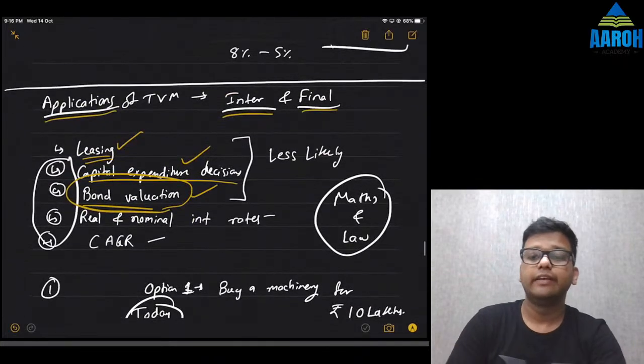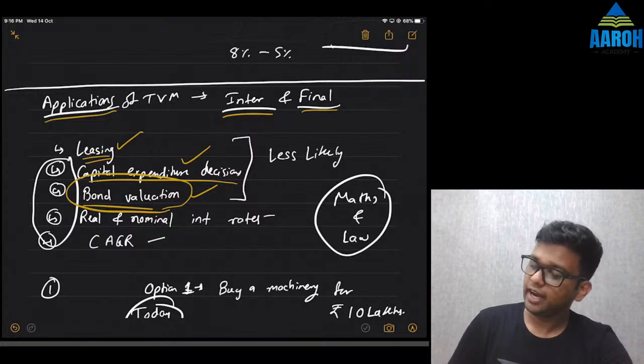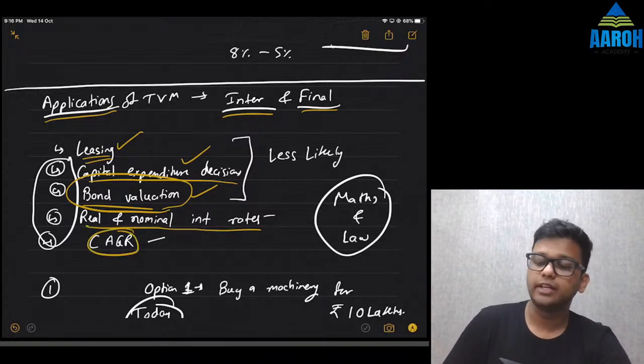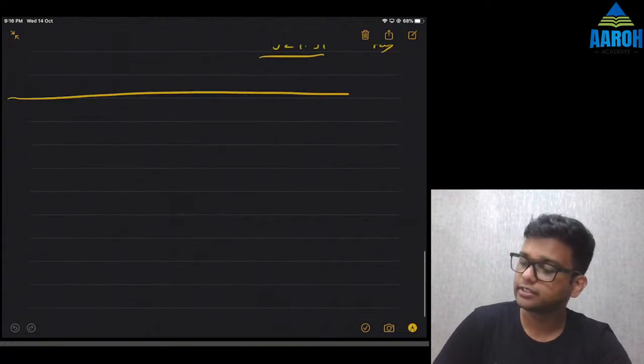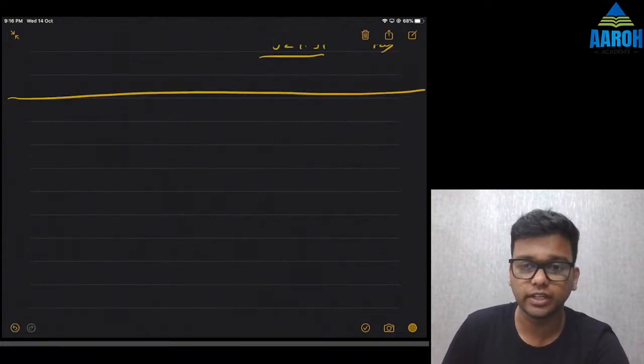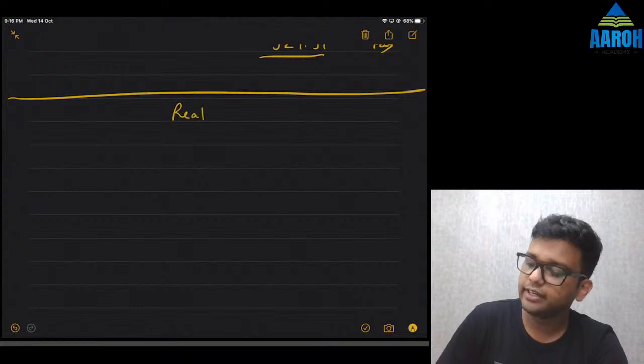Bond valuation. Next concept is real and nominal interest rate, and then something called CAGR. Real and nominal interest rate. Understand what it is. There are no calculations involved right now for us. Let's see what are real and nominal interest rates.